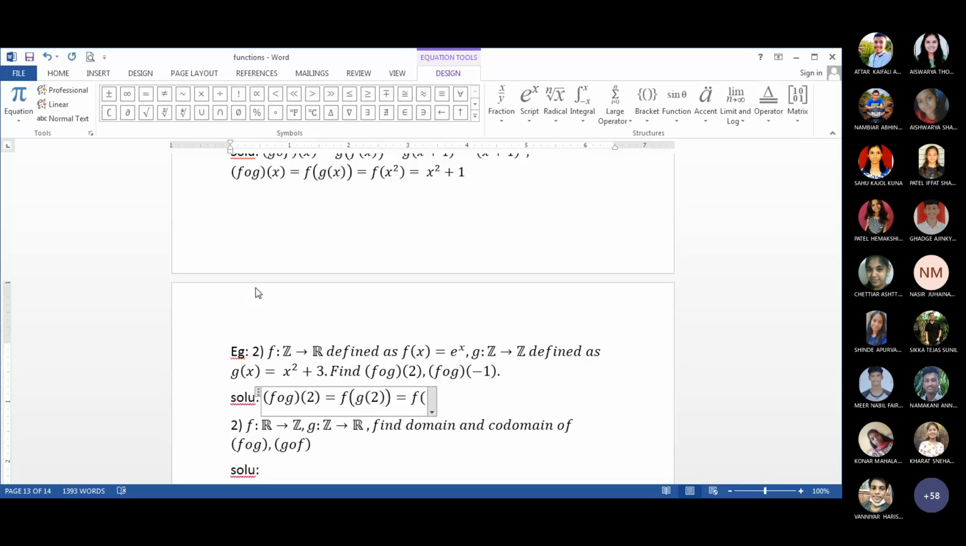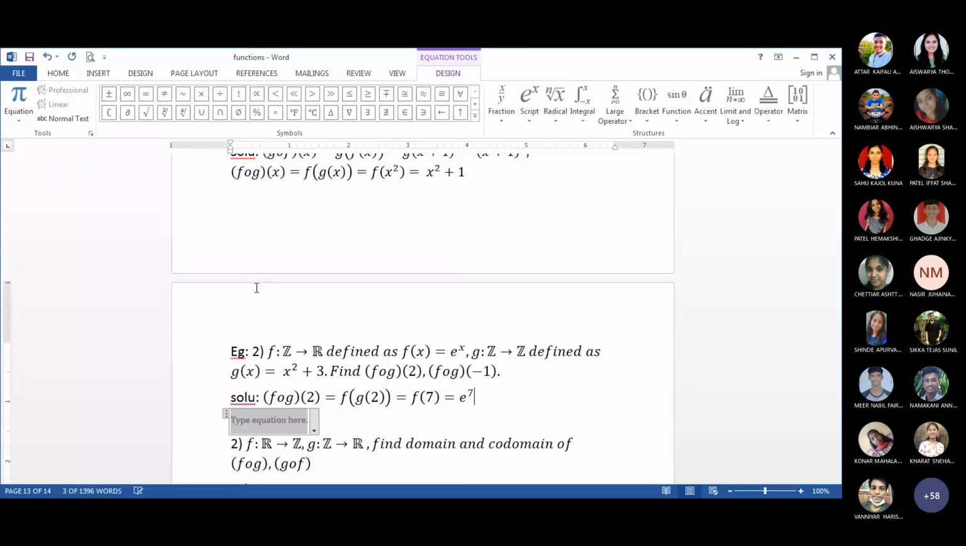So it is basically f of 7. g of 2 is 7, because in the definition of g of x, I put x as 2, so I get 2 squared plus 3, which gives me the answer as 7. Now what will be f of 7? f of x is e raised to x. So what is f of 7? e raised to 7. Correct? Okay.